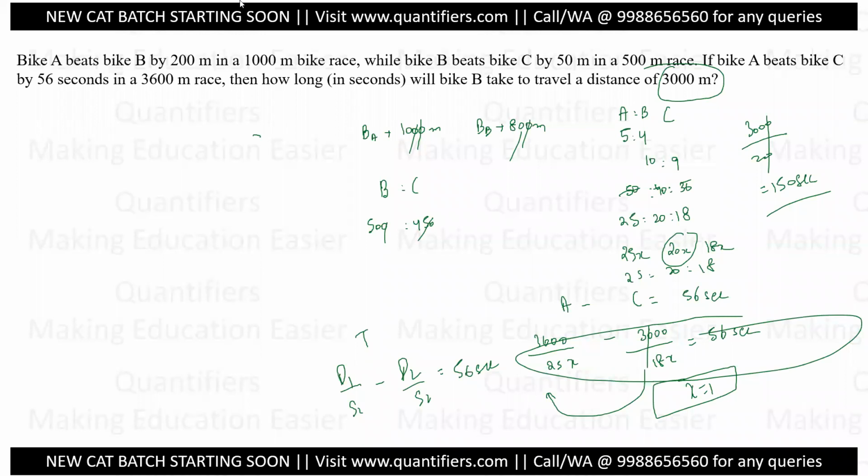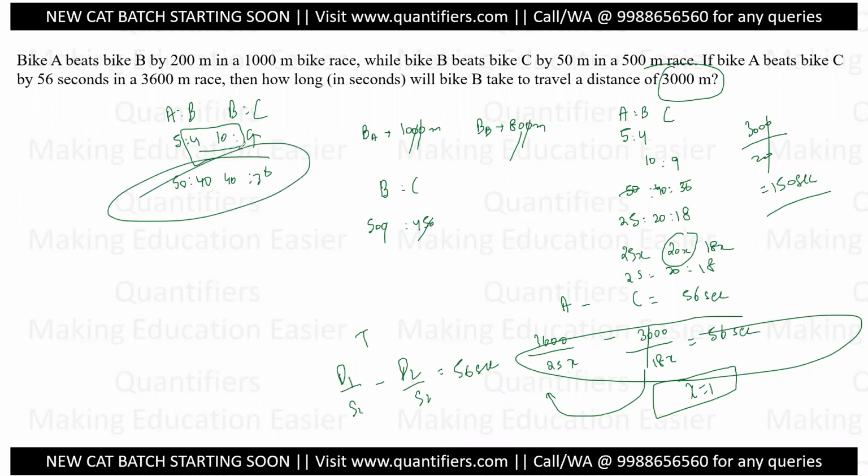दोनों का इंडिविजुअल रेशो निकालने के बाद तीनों का निकालो. A is to B क्या है, 5:4, B is to C क्या है, 10:9. दोनों जगह B कॉमन है तो B को सेम कर दो दोनों जगह. इधर B को 10 से मल्टीप्लाई कर दे 50:40, इधर B को 4 से मल्टीप्लाई कर दे 40:36, 50:40:36.